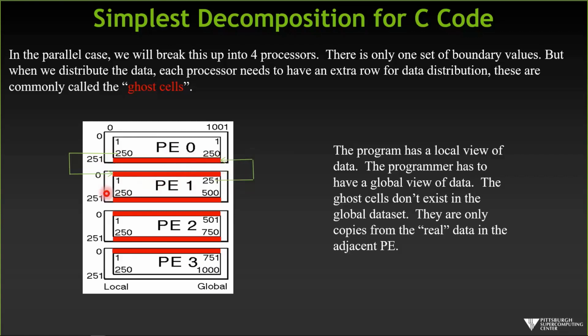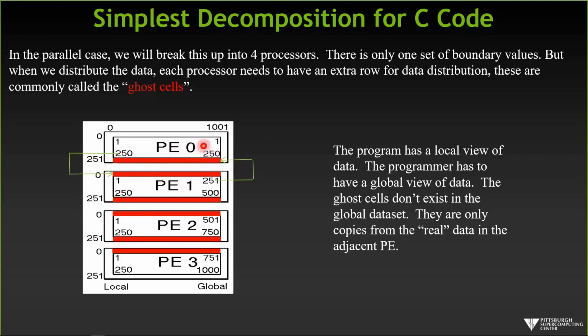Notice that it's not row 0 of PE1. Row 0 of PE1 is its ghost zone, which corresponds to row 250 of PE0. So there's a little bit of overlap here if we were to shove these pieces back together. So we want to have the ghost zones on each one of these PEs containing the data for its neighbor. The PE is not responsible for calculating the value in the ghost zone.